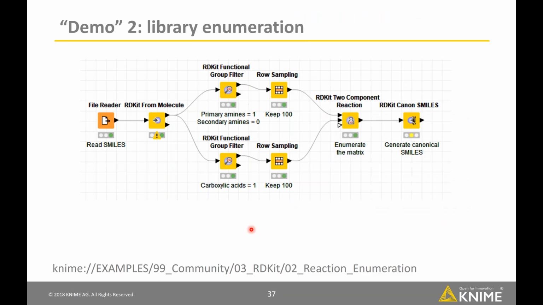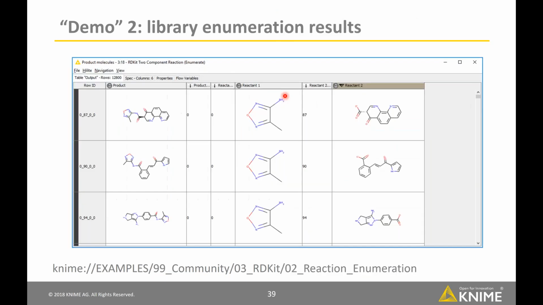I do something similar on the bottom branch. I just say I want a single carboxylic acid. You can also use this node to remove other things that are going to interfere with the reaction. So this is just a very simple example. But when I do this, I pick all of the amines that come out from this subset from ZINC. I pick all of the carboxylic acids. Because there are too many of those, I then just subset down to take 100 of each of those and then feed those into the 2-component reaction node. What comes out the other side is a table that has the final products.